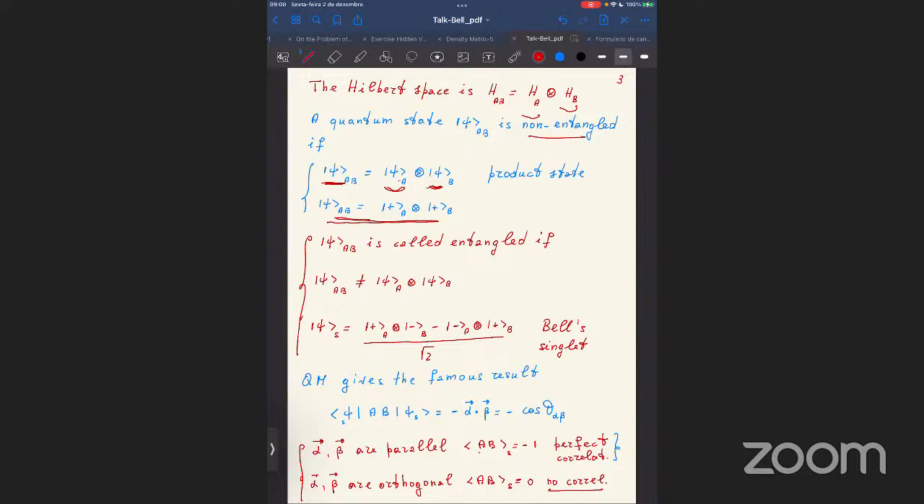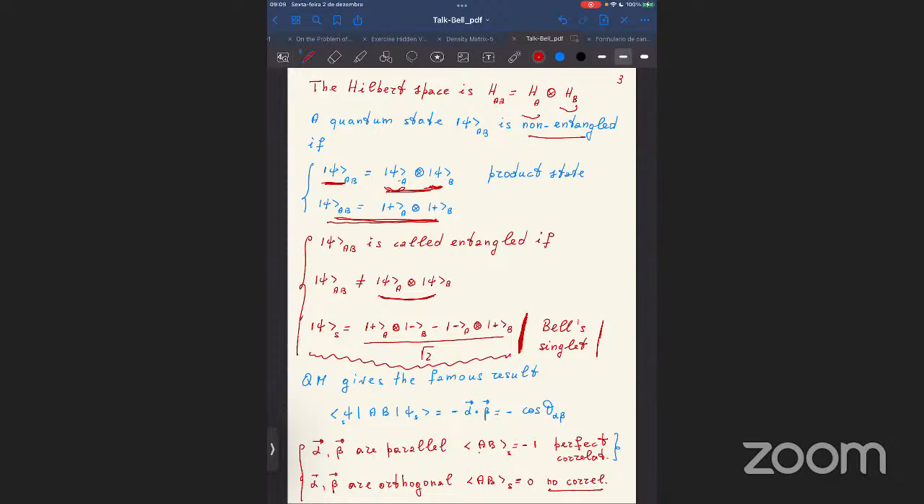On the other hand, if the wave function cannot be written in that way, this means that we are not able to write the wave function as a product state, meaning that the wave function cannot be factorized in that way, the state is called entangled. An example of an entangled state is given by the famous Bell singlets. So this is an example of an entangled state of two spins one half.